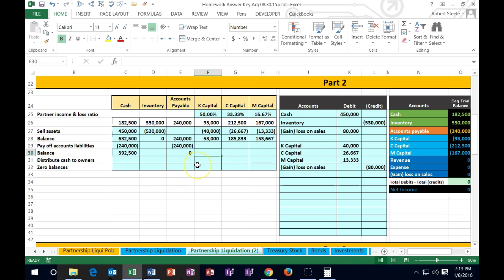And then we're just going to bring these capital account balances down. There's no effect on the capital accounts, so we're going to say that this equals the same 53, tab. C, this equals the same 185,833, tab. And then for M, this equals the same 153,667, and enter. So here's our information.